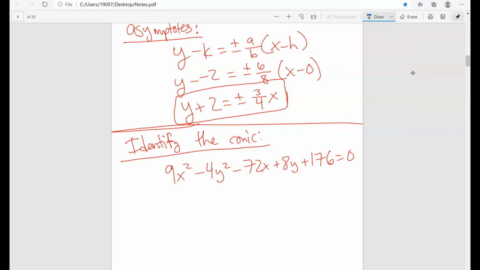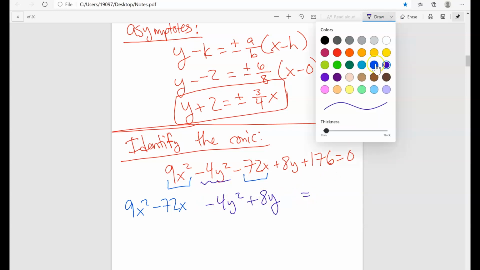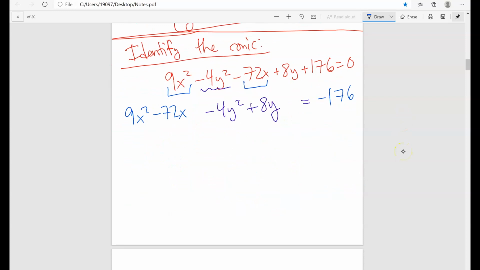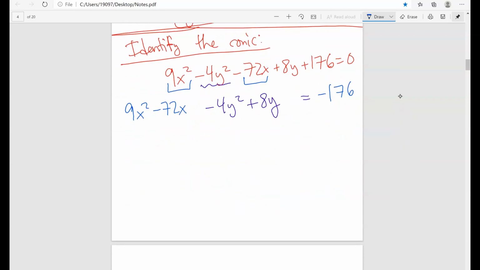So what you want to be able to do is group all of your x's. So you're going to have 9x squared minus 72x. And you want to group all of your y's also. So you have this -4y squared plus 8y. I'm going to get rid of that 176 to the other side. Just move it over. It's not doing anything. Okay. And what you're going to do now is complete the square. So the first thing that you're going to do is start off by factoring out a couple of things.